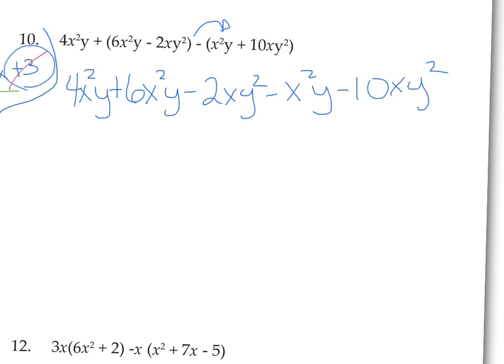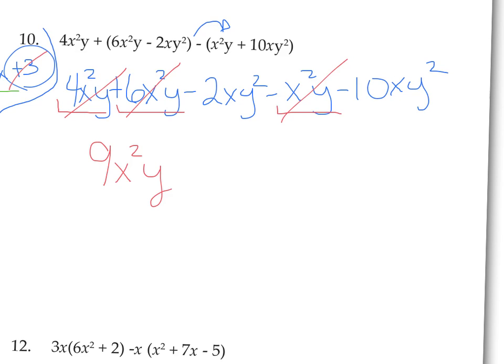10xy squared. Whoa. All right, let's look for, and again, I'm just going to start with this first term, x squared y. And let's see if we have any others that are x squared y. Well, this is an x squared y, so those are like terms. Are there any more? This is an x squared y. So those three are like terms. So what do we have? We have a positive 4 and a positive 6 make positive 10 minus 1 makes positive 9. So 9x squared y. And those are gone.